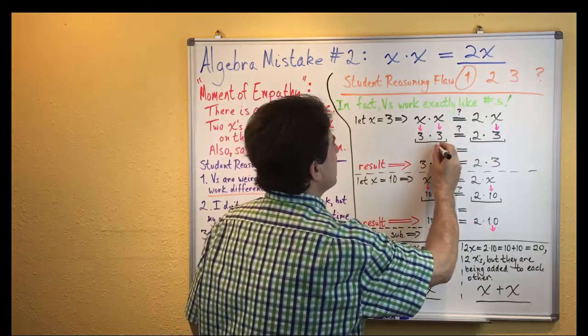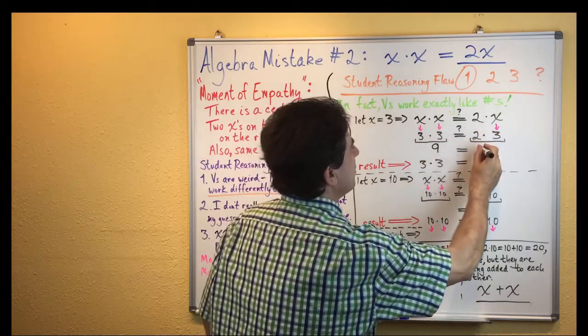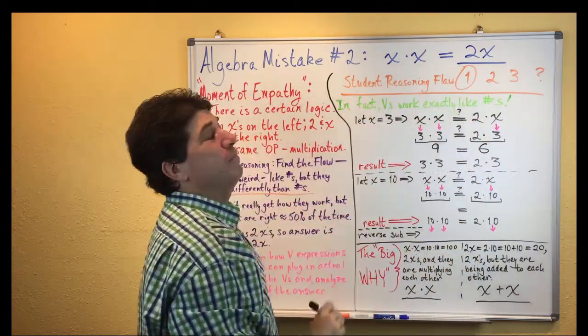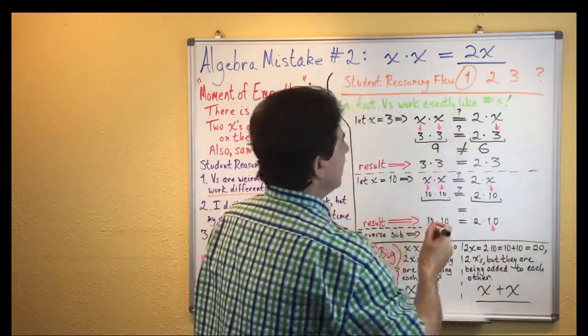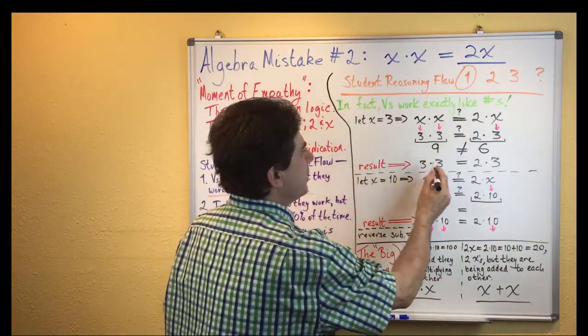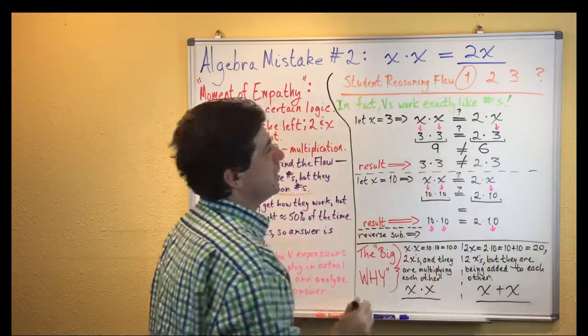3 times 3 we know is 9. 2 times 3 we know is 6. Oh, look at that. 9 is not equal to 6. So those two are not equal. Therefore, the result is that 3 times 3 is not equal to 2 times 3.